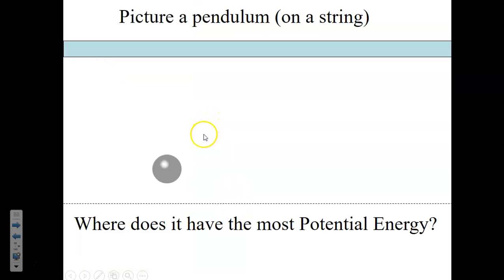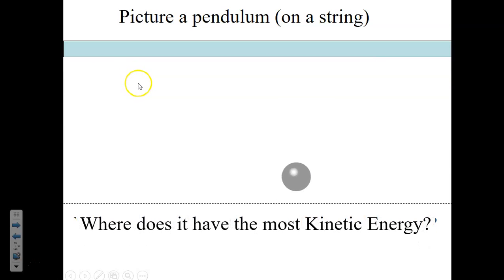If we look at a pendulum, picture that there's a string on this. I couldn't make the animation work with the string, so just bear with me. This is the pendulum, the swinging bob, the swinging ball. Where does the swinging ball have the most gravitational potential energy? When it's at the ends, at the very right side and the very left side, because that's when it's the highest.